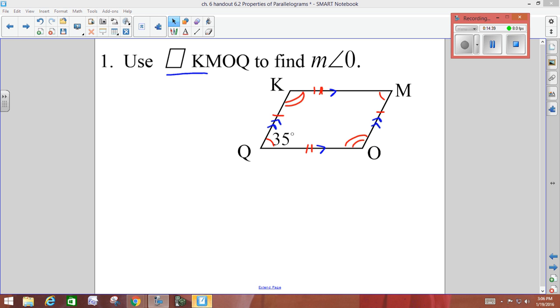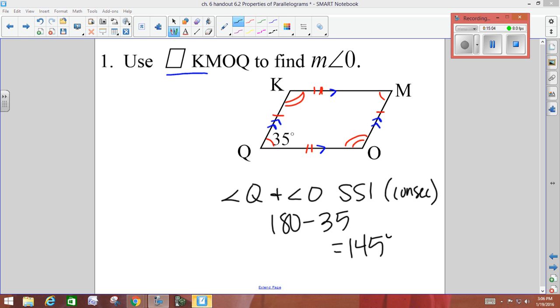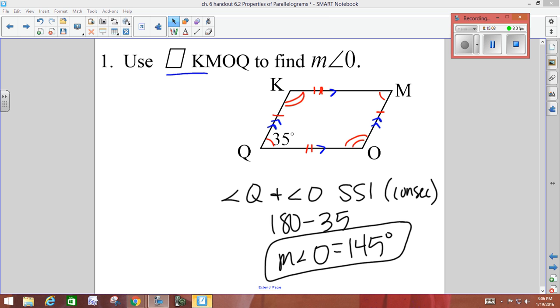What can I use to find the measure of angle O? Why, Brian? Good. Which angles are you telling me are same side interior? Awesome. Angle Q and angle O, are those same side interior or consecutive? Therefore, they have to be supplementary. So 180 minus 35. Would you say 145? Good. Gives you the measure of angle O.